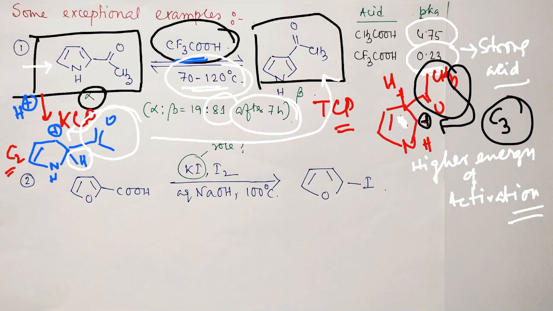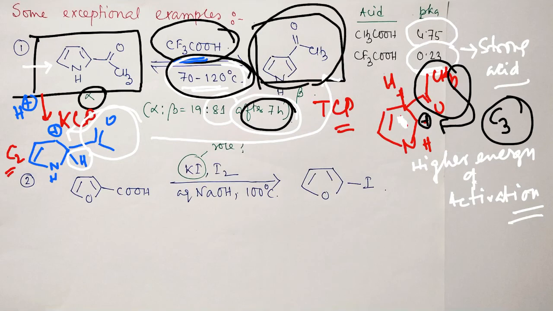You have provided this higher reaction temperature, so what can we expect? After a significant amount of time, these 7 hours, the population of this TCP will increase, which is reflected by the ratio. This beta one is 81%. Fine. So that is the explanation for this observation. Please remember, an MCQ could be constructed asking what is the structure of the product after this. Very simple, but if you don't understand the chemistry, you may find difficulty.